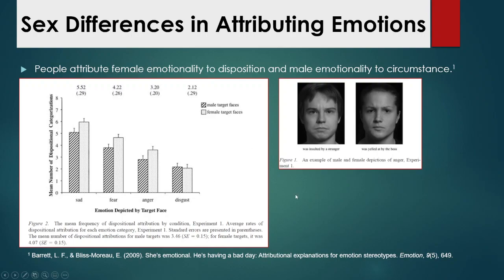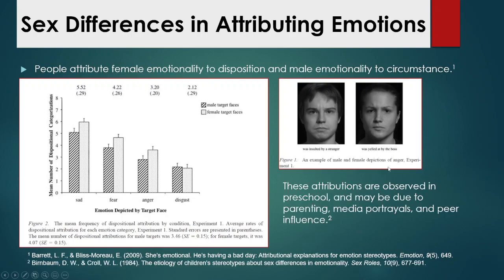And where did we get the idea of these? That's a really good question, isn't it? I'm not sure. I can tell you that these attributions are observed as early as preschool, where kids will make these attributions about males and females. When they see a girl crying, they say, well, that's because she's a sad person. A boy crying, well, he must be hurt. You see it as early as preschool, and preschoolers are 3 and 4 years old.